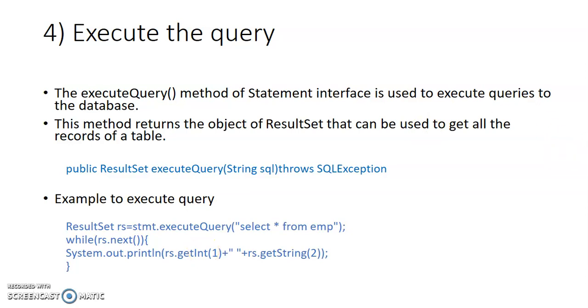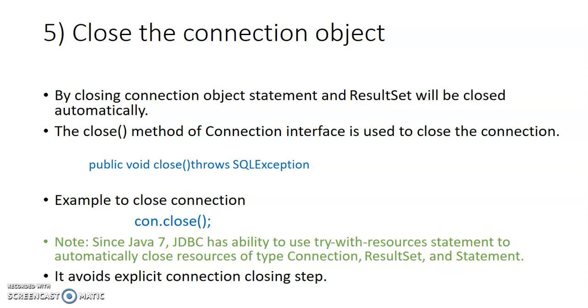Now the fifth step is that you can close the connection. I have created that road, I can close that road. By closing the connection, the statement and result set objects will be closed automatically. The close method of the Connection interface is used to close the connection. Check out, this close method is available in the Connection interface. The syntax is public void close, it throws SQLException, and I can call it like con.close.